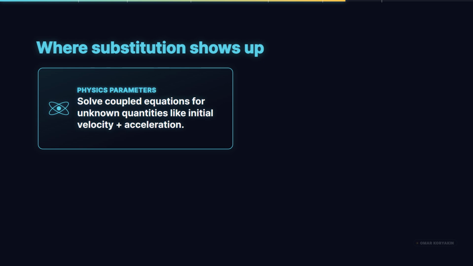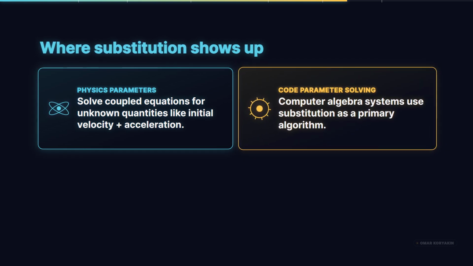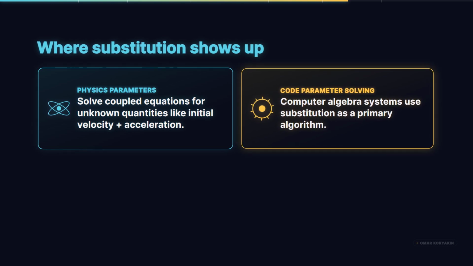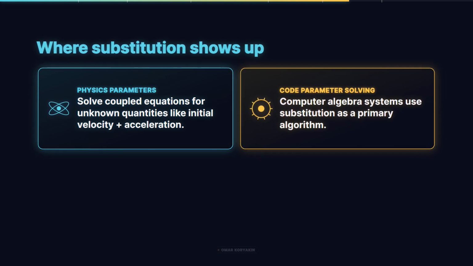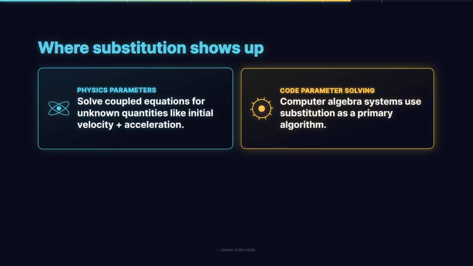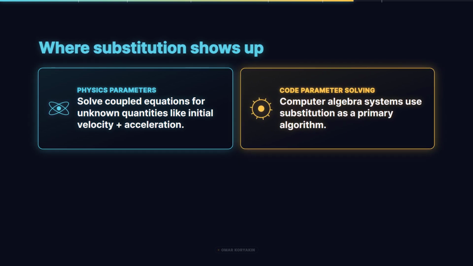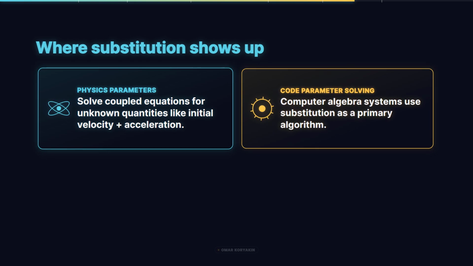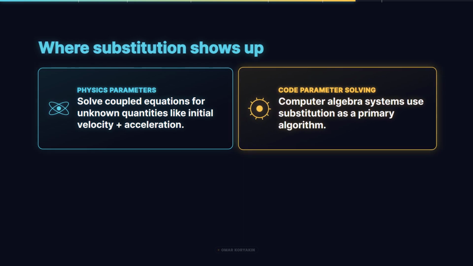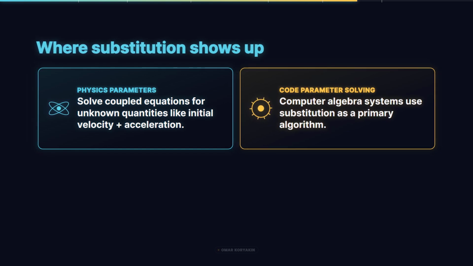In computer algebra systems and symbolic computation software, substitution is one of the primary algorithms for solving systems of equations symbolically. Mathematica, Maple, SymPy, and similar tools implement substitution under the hood when asked to solve a system. The algorithmic version is essentially the same as the manual procedure you learned today, just executed by software at scale across systems with many variables and complicated rules.